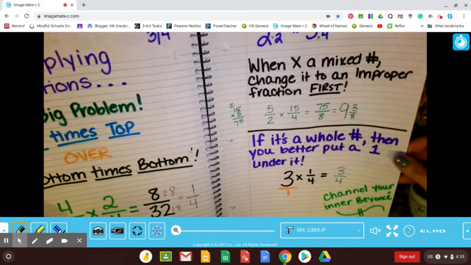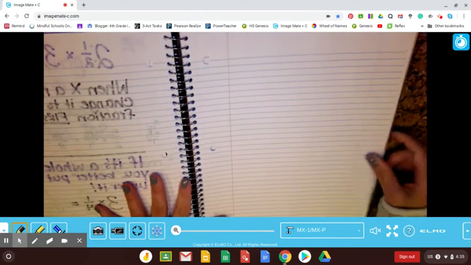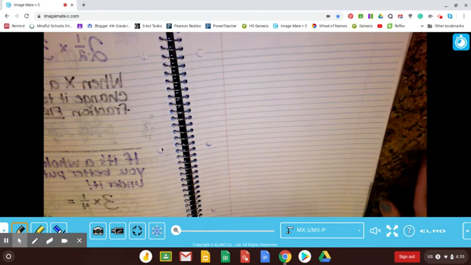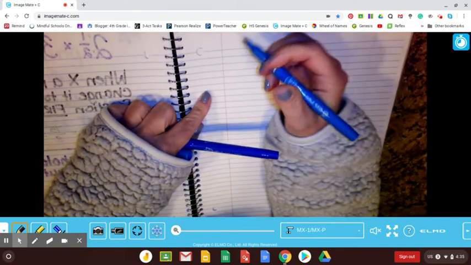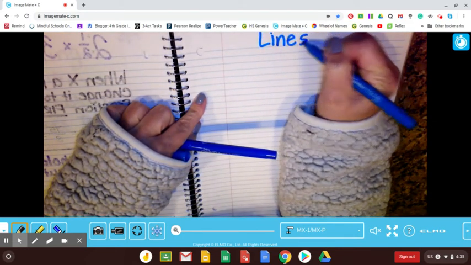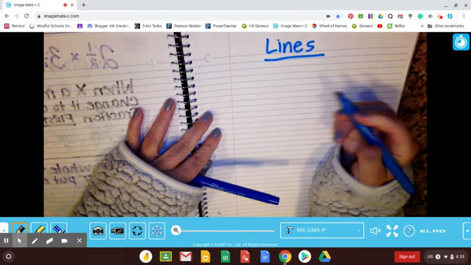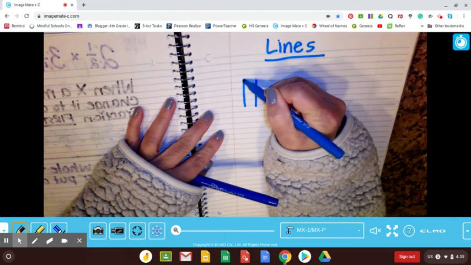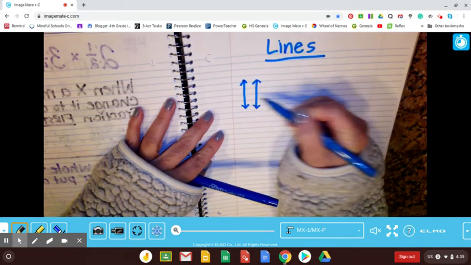All right, so I'm turning to the next blank page, and I just want to summarize our learning from yesterday and then give you a preview of what we're going to be doing today. So yesterday we learned about lines. We learned that there are really three types of major lines. We have parallel lines. Parallel lines will never intersect or never cross over each other.